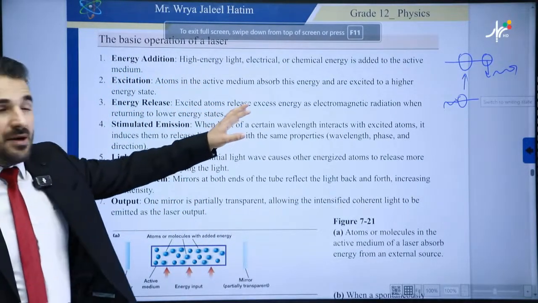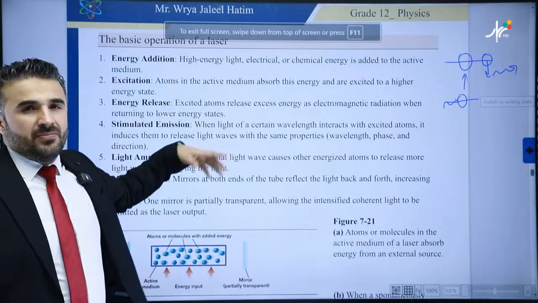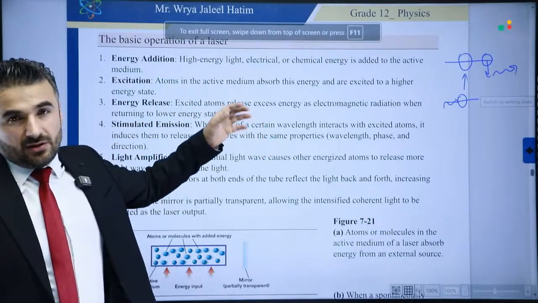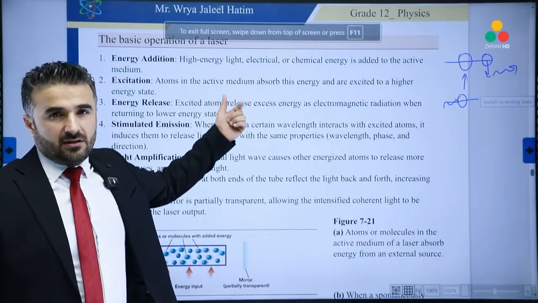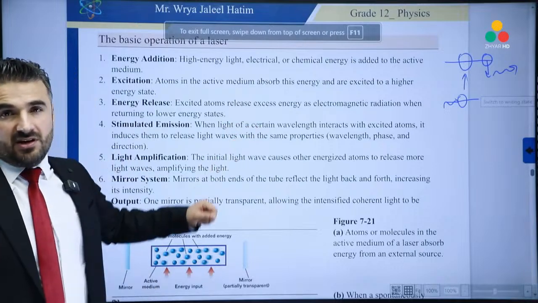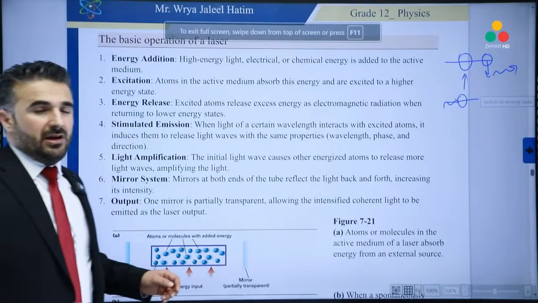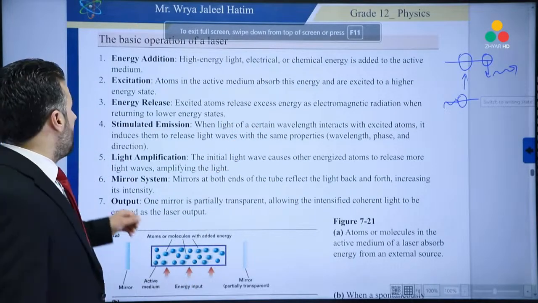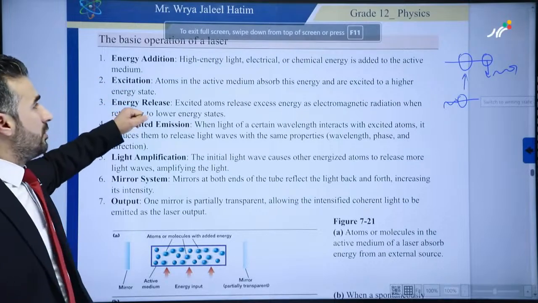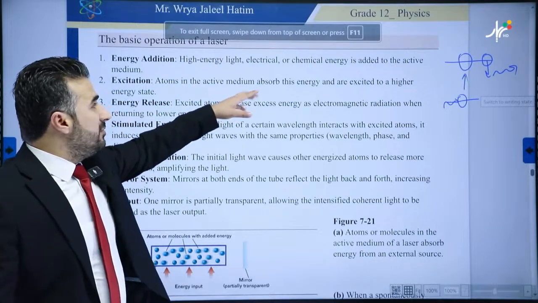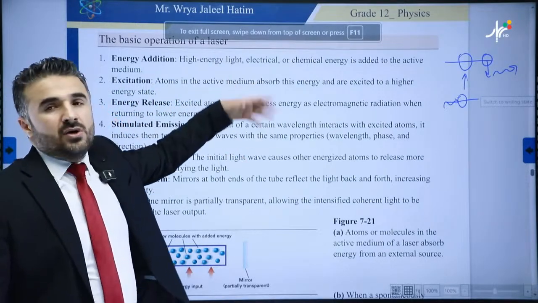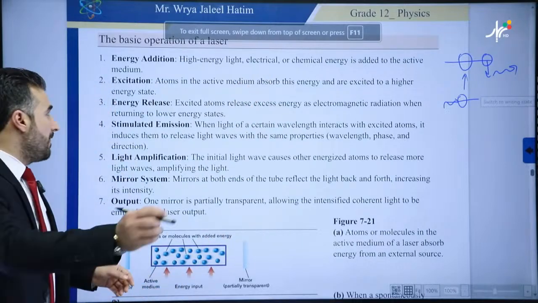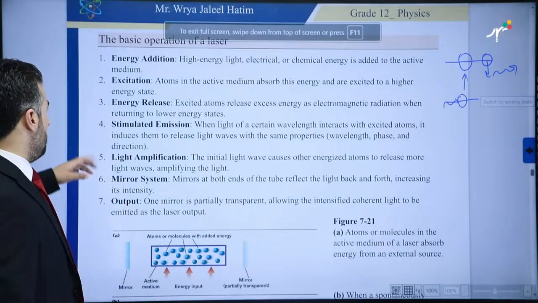So going back to the steps, the first step is energy addition. We added energy to the laser. This type of energy could be light, electrical, or chemical, and it is added to the active medium, which can be a liquid, solid, or gas. The second part is excitation. Atoms in the active medium absorb this energy and are excited to a higher state of energy. That is pretty obvious, and I believe all of you know this one.